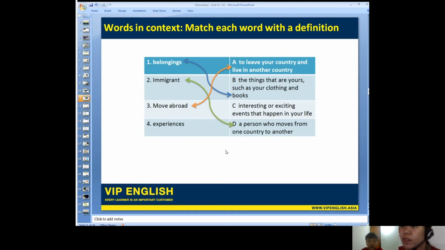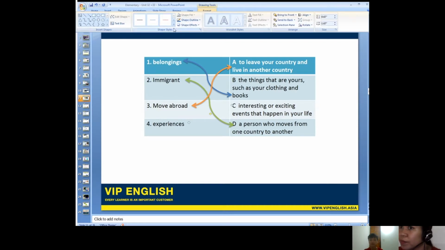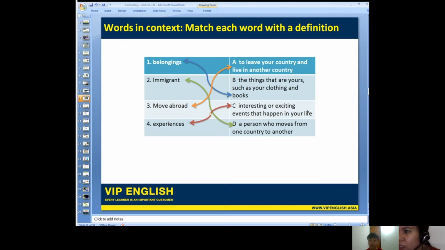Experiences. Experiences: interesting or exciting events that happen in your life. Mm-hmm. Okay, your answer is correct. But this word, how do you say this word? Life. Yes, don't forget that. Life. Ah, okay, life.